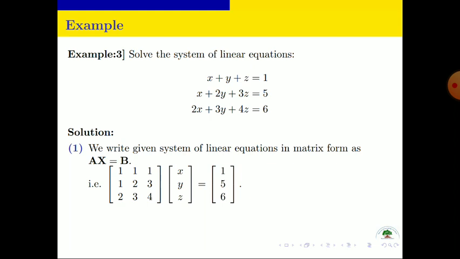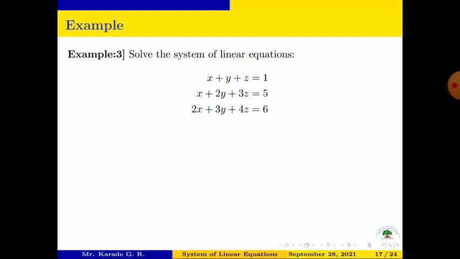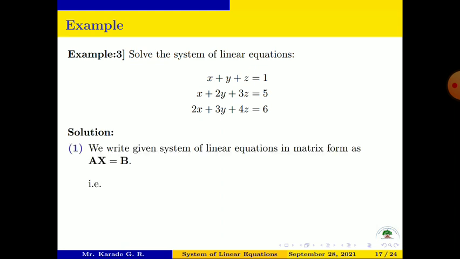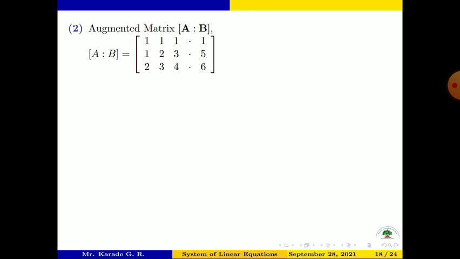So matrix A is a coefficient matrix, X is a variable matrix, and B is a matrix obtained from the right hand side constants, and it is given here. Now again we write the augmented matrix AB, A partition B. On the left hand side we have written matrix A, on the right hand side of partition is matrix B. Now convert augmented matrix AB into echelon form.